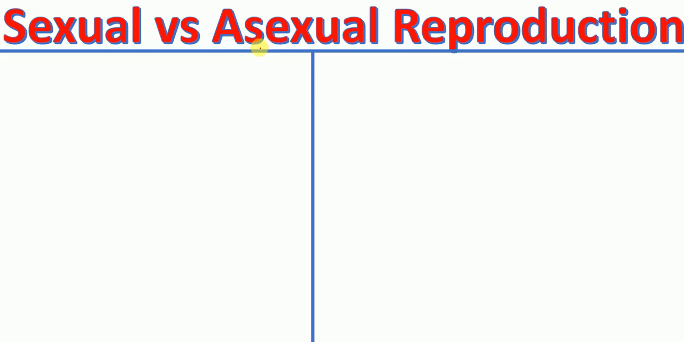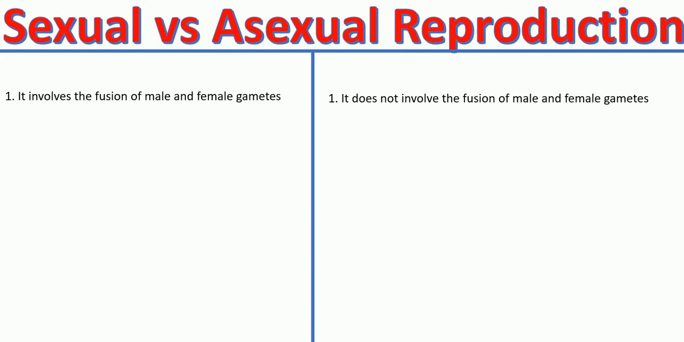Differences between sexual and asexual reproduction. The first point, sexual reproduction involves the fusion of male and female gametes, whereas asexual reproduction, so A means without, does not involve sexual, so therefore it does not involve the fusion of male and female gametes.